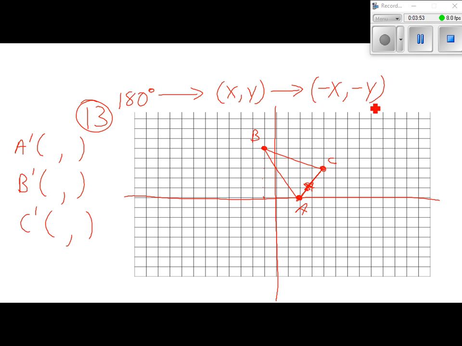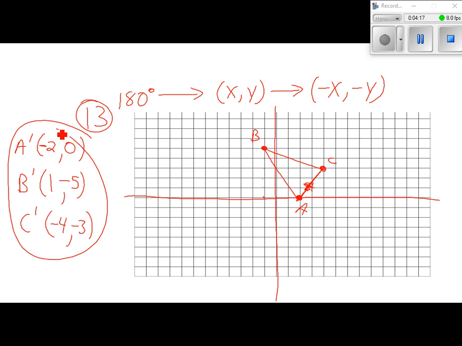The first one says A is (2, 0). So what's that going to become? (Negative 2, 0). B is (negative 1, 5). What's it become? (1, negative 5). And C is (4, 3). What's it become? (Negative 4, negative 3).